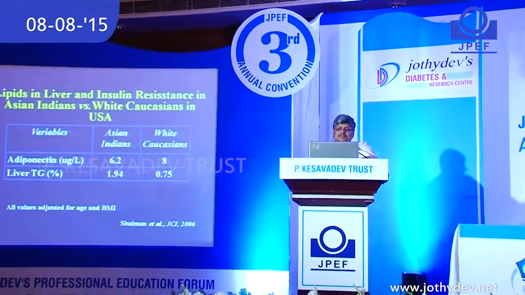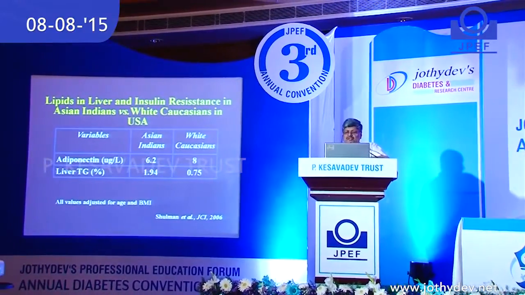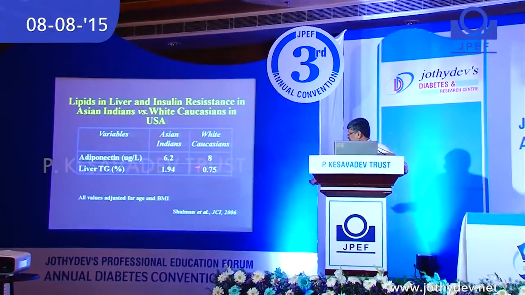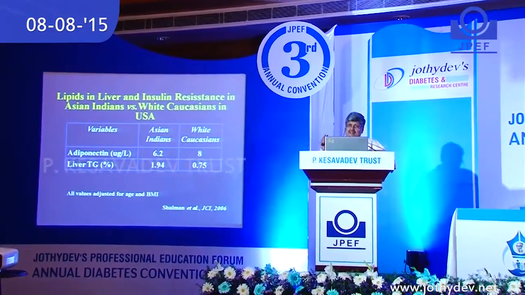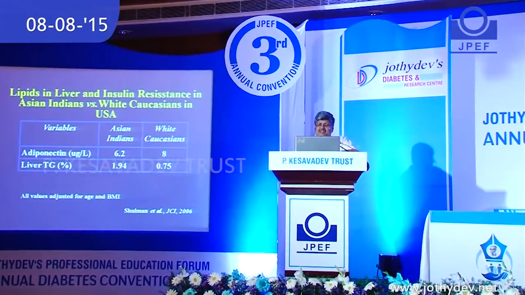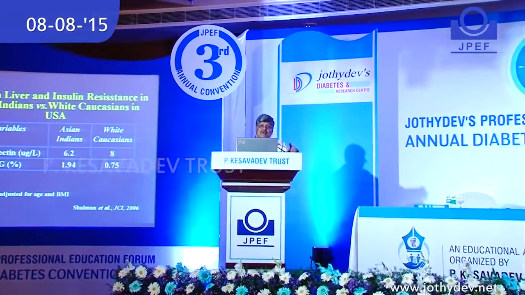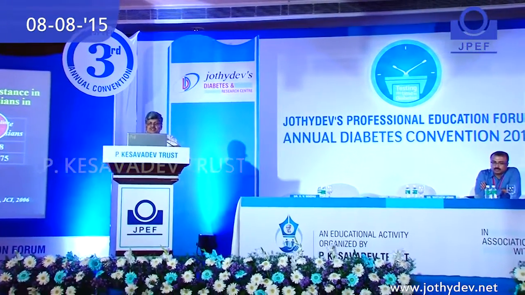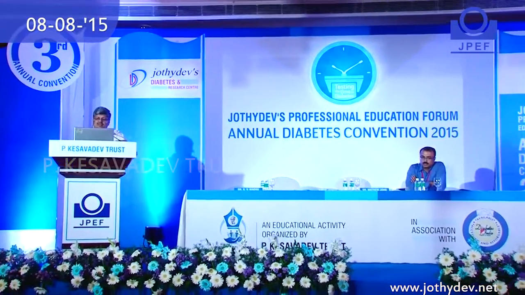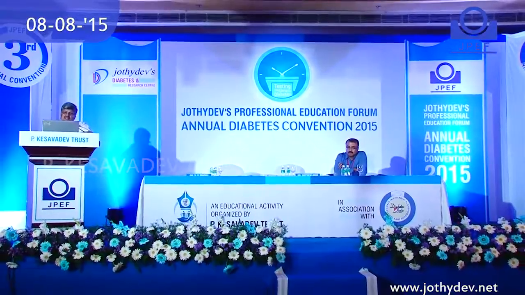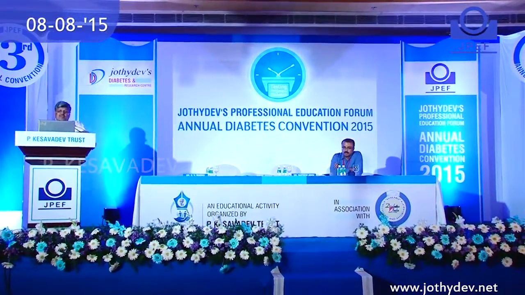And this is a key slide which shows that the liver triglycerides in South Asians are much more than Caucasians. So in general, hepatic fat is much more deposited in Indians or Asian Indians as compared to white Caucasians, which means we have more fatty liver compared to the Westerners, which means there is more insulin resistance because the adiponectin is lower, and which means there is higher subclinical inflammation than other races. Therefore, we need to bother about this condition more than the Caucasians.